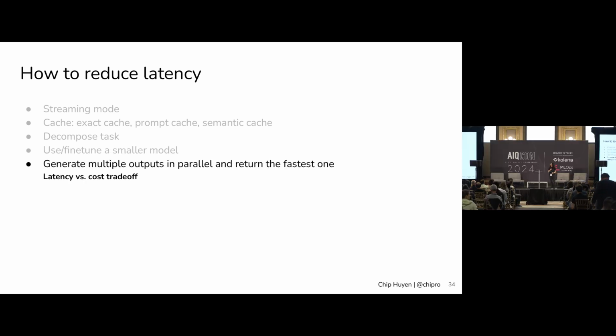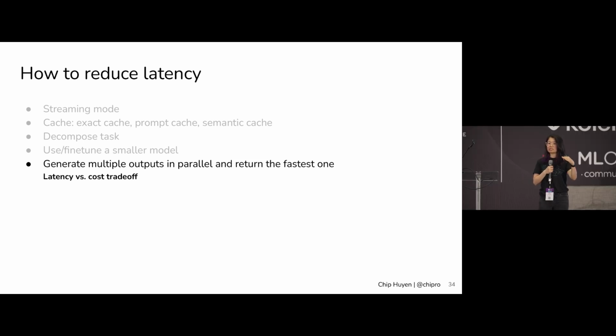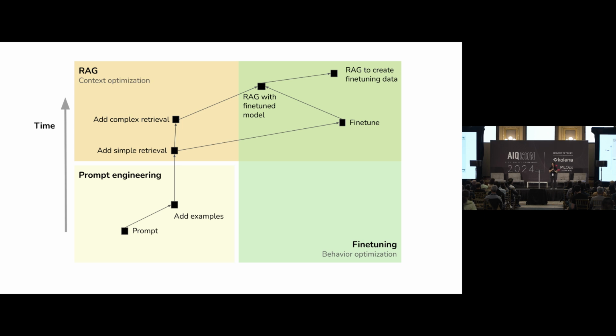And the last one is a bit interesting. I've seen some companies, when they have outputs that have high variance in latency, especially with chain of thought, where one query might be very fast but the next query might be very slow because it takes more steps, they try to generate multiple outputs at the same time, and whichever completes first, they send it back to users. So here you have the latency versus cost trade-off, because it can reduce latency, but you have to make more API calls, which costs you more money.